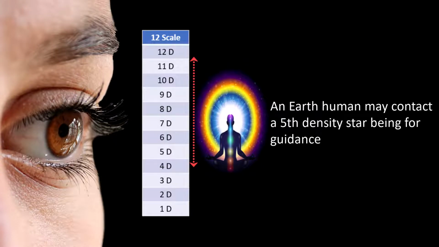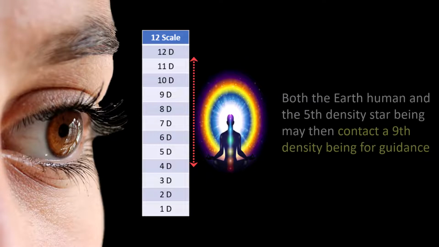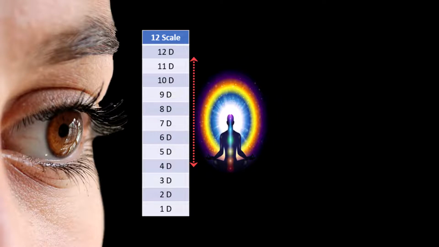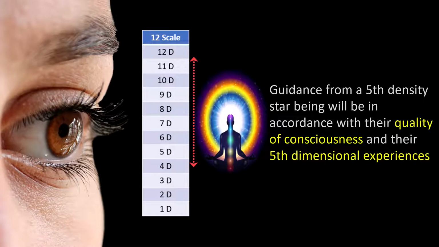An Earth human may contact a 5th density star being for guidance. Both the Earth human and the 5th density star being may then contact a 9th density being for guidance. Guidance from a 5th density star being will be in accordance with their quality of consciousness and their 5th dimensional experiences.